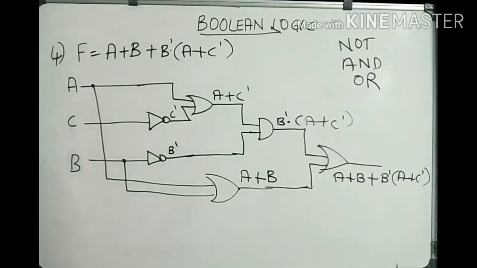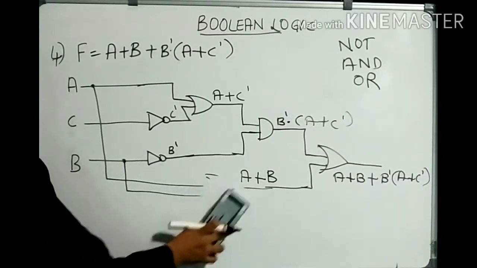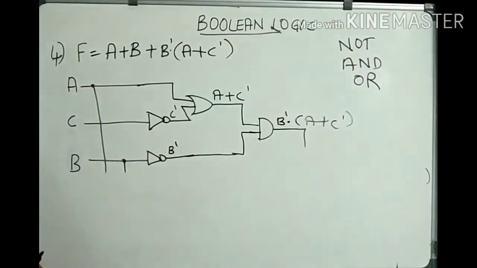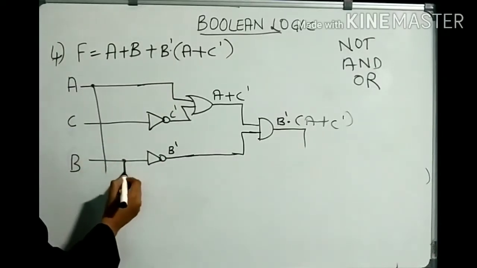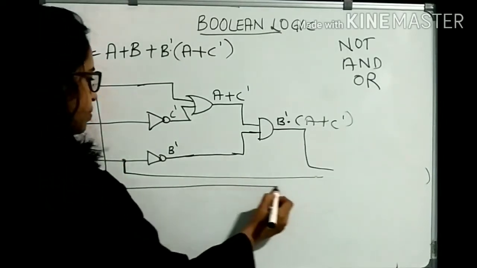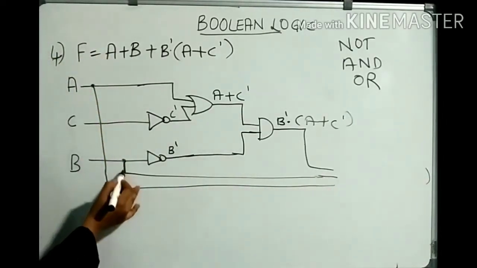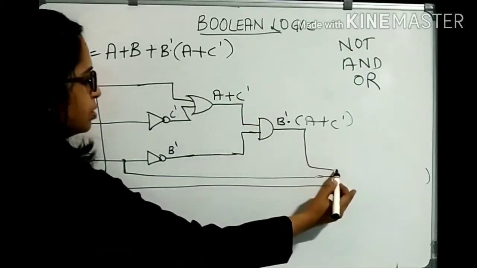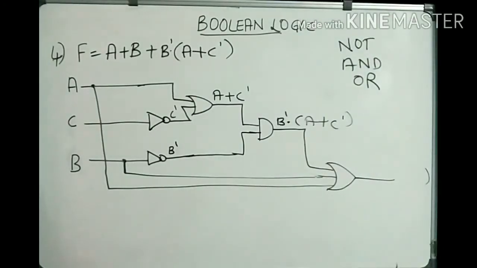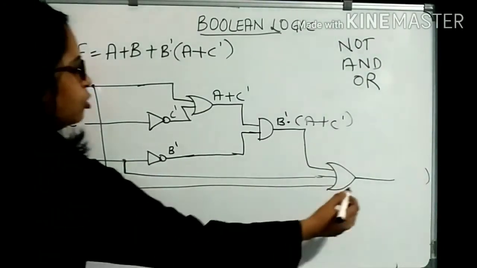Another way of drawing this thing is to redraw it; this is one method. Either we can draw like this or we can draw another method. That is, these three things are being ORed. So we can directly draw like this. Directly we can take A from here, B from here and this thing from here. These are being ORed. So what will be the output? The output will be F.